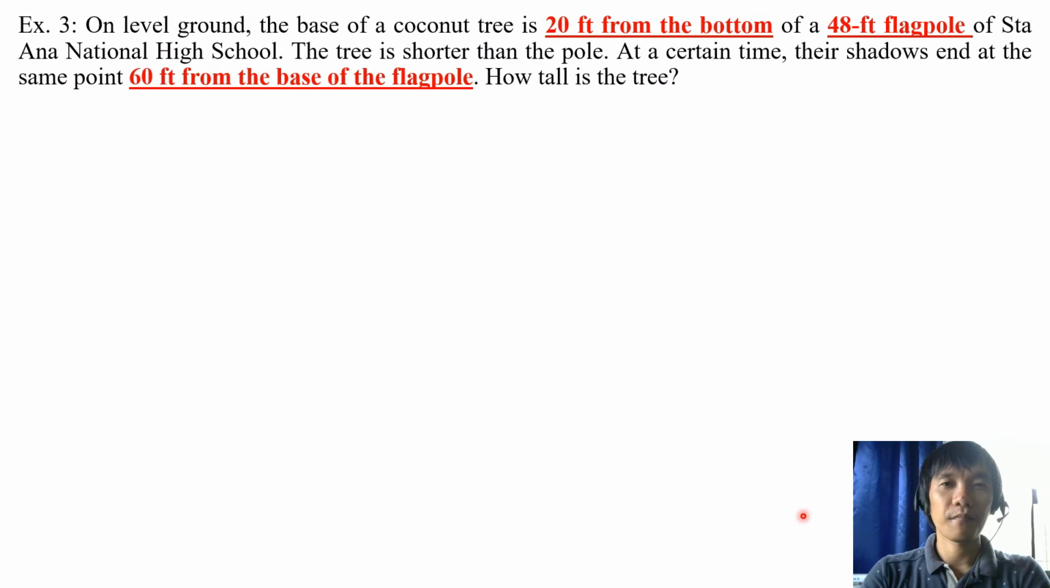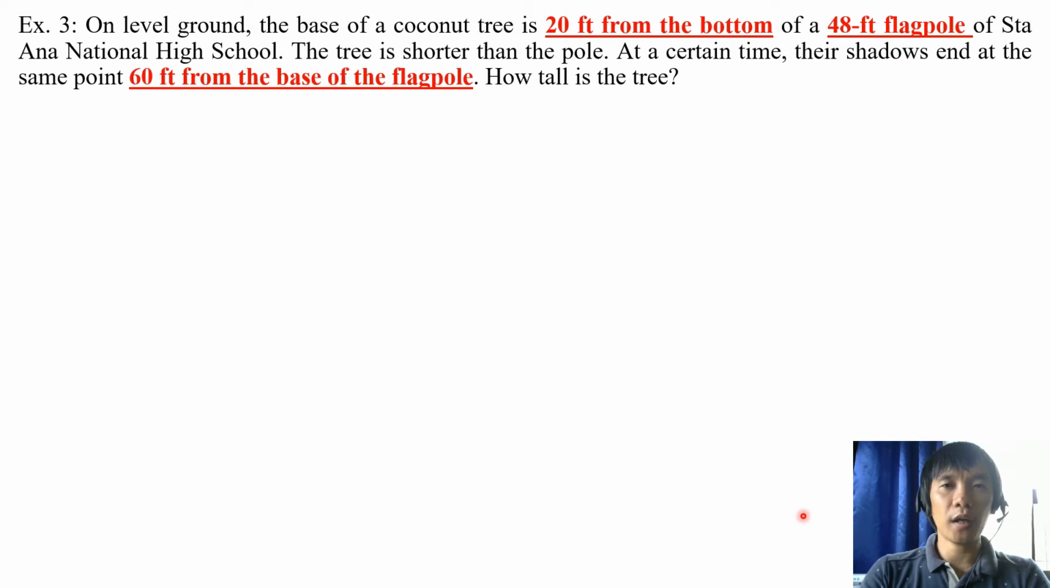Now, let us have a challenging example. On a level ground, the base of a coconut tree is 20 feet from the bottom of a 48 feet flag pole of Santa Ana National High School. The tree is shorter than the pole. At a certain time, their shadows end at the same point, 60 feet from the base of the flag pole. Now the question is, how tall is the tree?